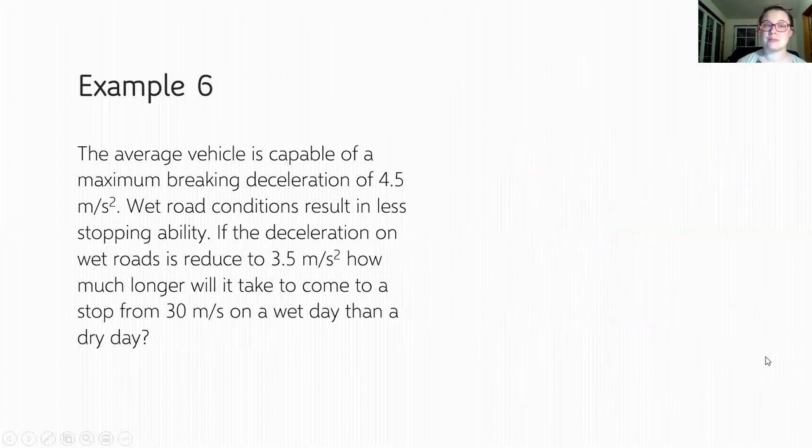The next question. The average vehicle is capable of a maximum braking deceleration of 4.5 meters per second squared. So we got the same number again. That's actually on the high end. What road conditions result in less stopping ability? If the deceleration on wet roads is reduced to 3.5 meters per second squared, so we've got wet brakes, we can't slow down quite as quickly. How much longer is it going to take to come to a stop from 30 meters per second on a wet day compared to a dry day?